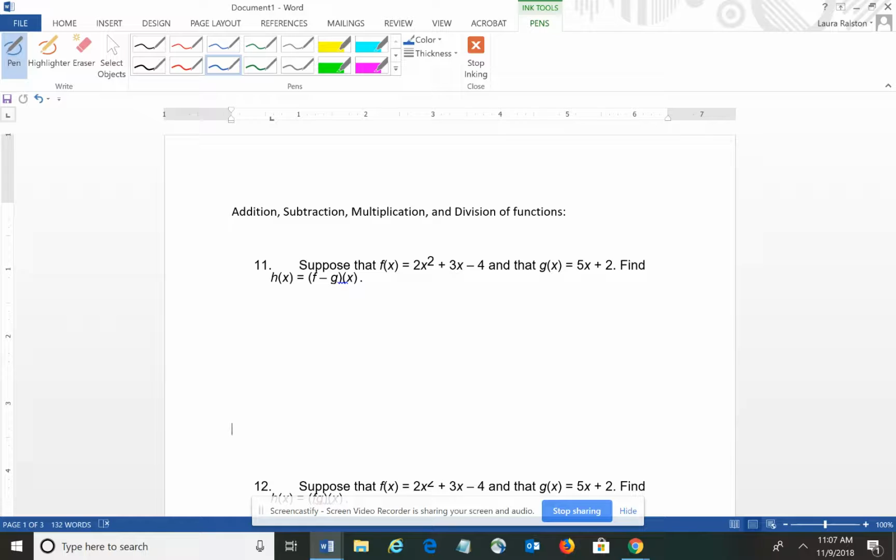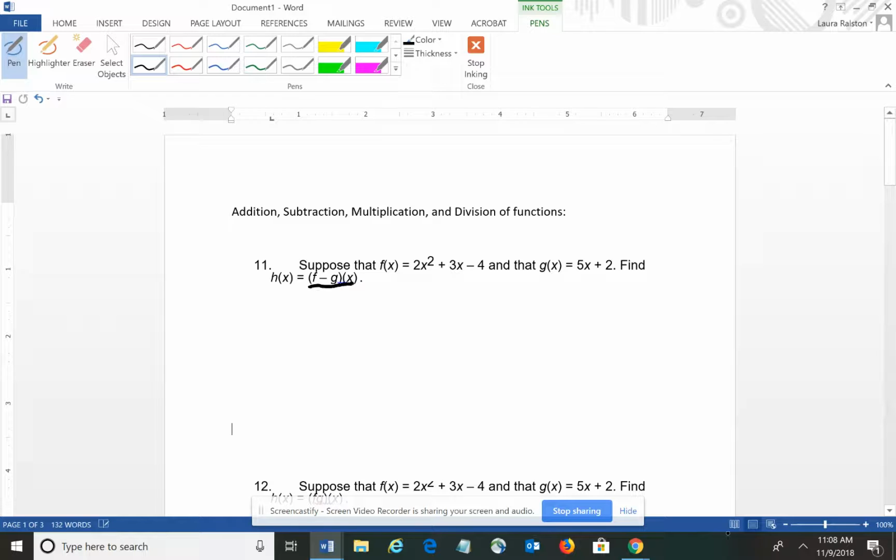And so we know that we can already add numbers and letters together. So we can add, subtract, multiply, and divide functions much like we do algebraic expressions. The notations change slightly, and that may be what may be giving you trouble. So in question 11, we have: suppose that function f is 2x squared plus 3x minus 4, and that g of x equals 5x plus 2, and they want us to find f minus g at x.